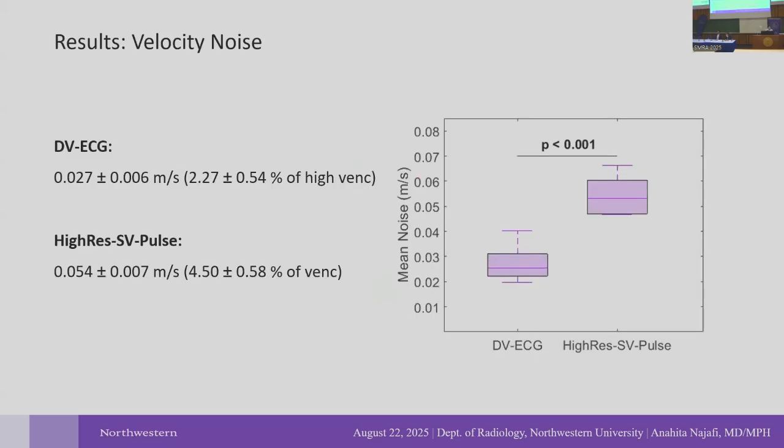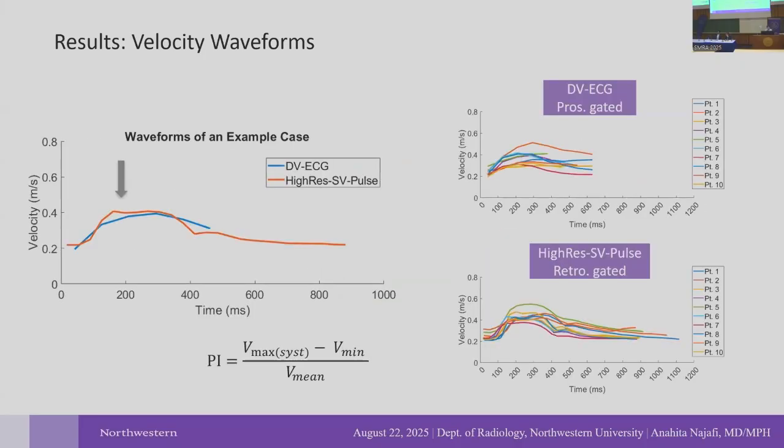Here is the result of the velocity noise and its comparison between the two sequences. As we expected, the high-res SV pulse had higher velocity noise. Here are velocity waveforms of the cases. On the left is an example case comparing the velocity waveforms of the two sequences. You could see that the single VENC approach could capture sharper systolic peaks and pulsatile waveforms. And on the right, you can see the waveforms across the entire sample.